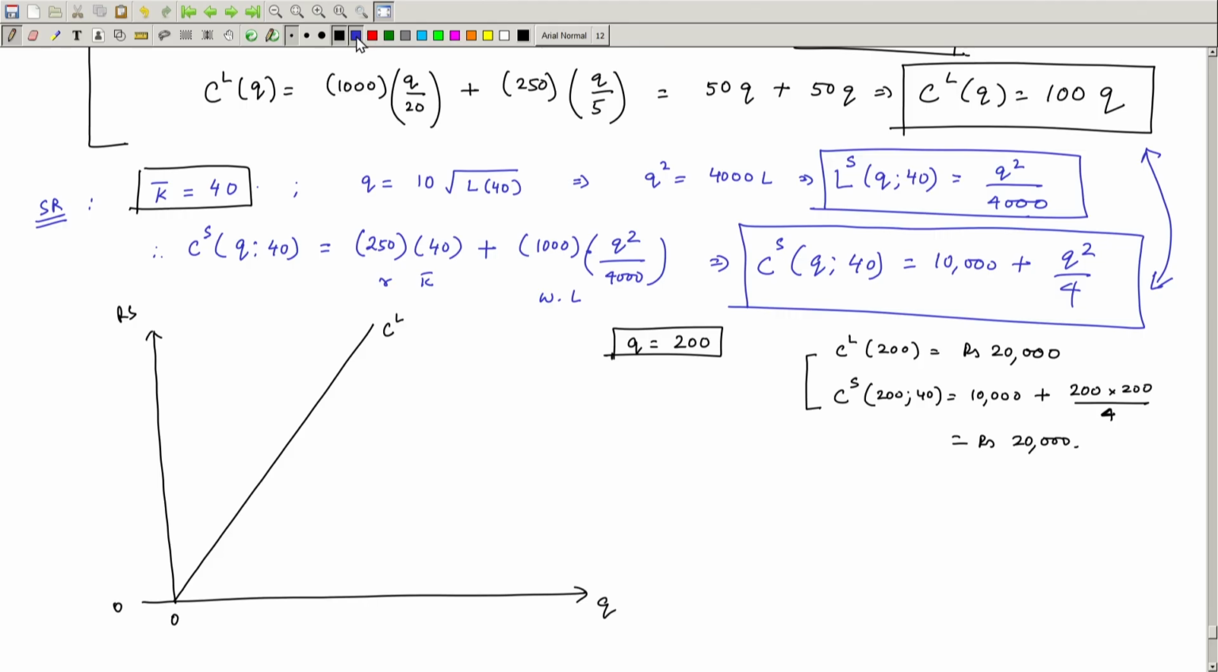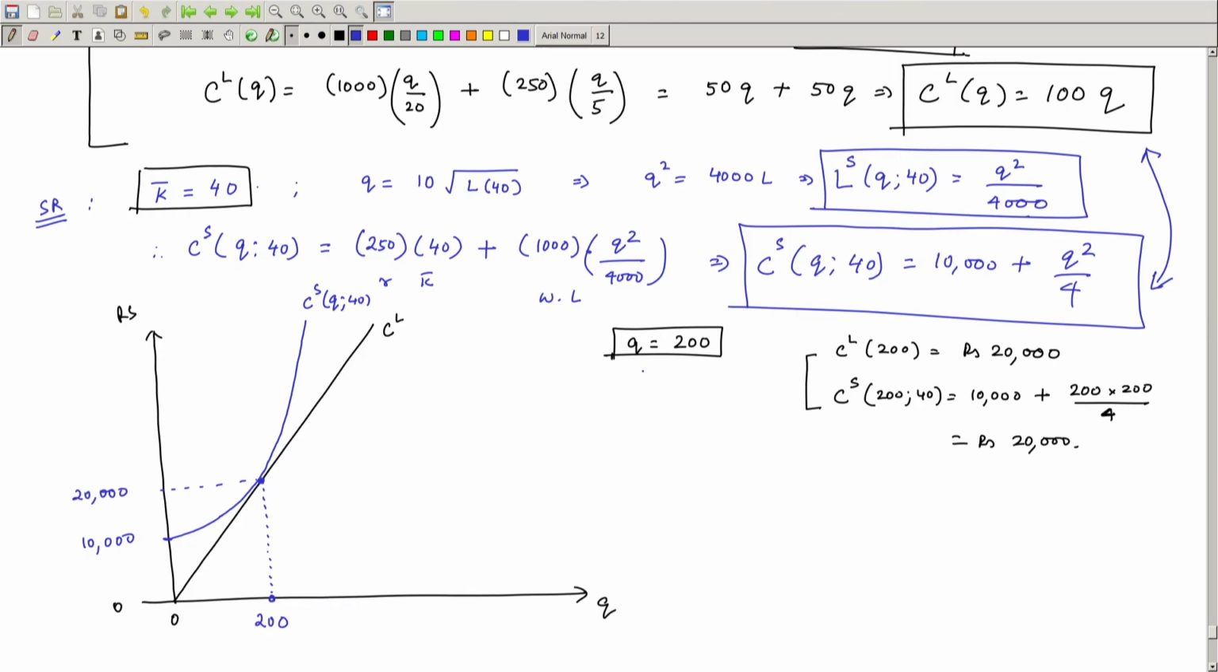So, if I were to draw the short run cost here, when Q is 0, the short run cost is going to be 10,000, that is going to be the cost of capital, and then my cost in the long run, the short run is going to follow this particular curve. So, this is Q 40, and the point where the costs are equal corresponds to Q equals 200 units of output, and this is 20,000.